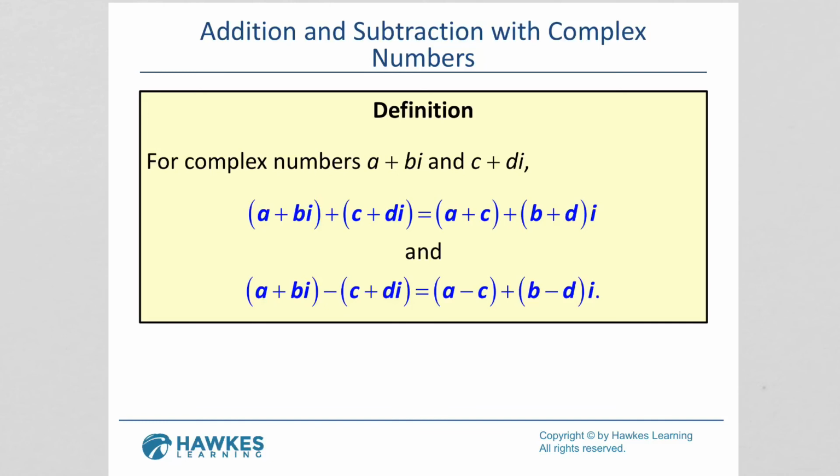Addition and subtraction with complex numbers. Our definition, for complex numbers a plus bi and c plus di: if I have a plus bi plus c plus di, that ends up equaling a plus c, that quantity, plus the quantity b plus d times i. And if I have a plus bi minus c plus di, that's going to equal a minus c plus b minus d times i. In other words, you're going to put the real parts together and the imaginary parts together.